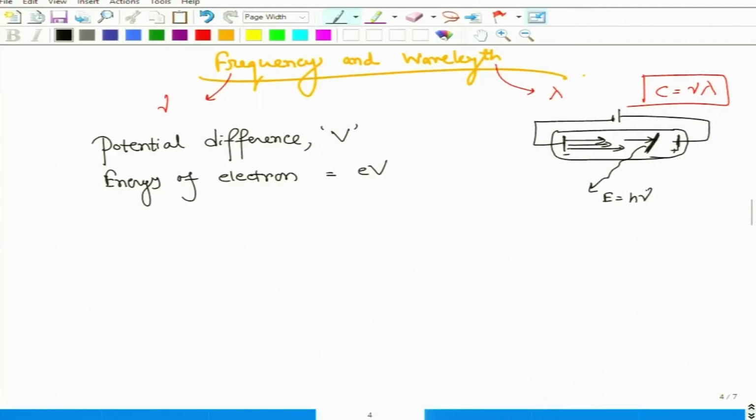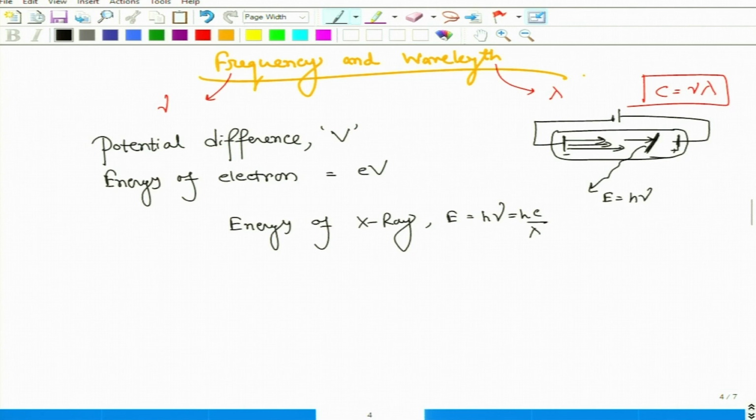So now in case of X-ray, what will be the energy? It should be h nu. Now we know, right, the Planck's law. So the energy of X-ray should be equal to h nu or hc by lambda.